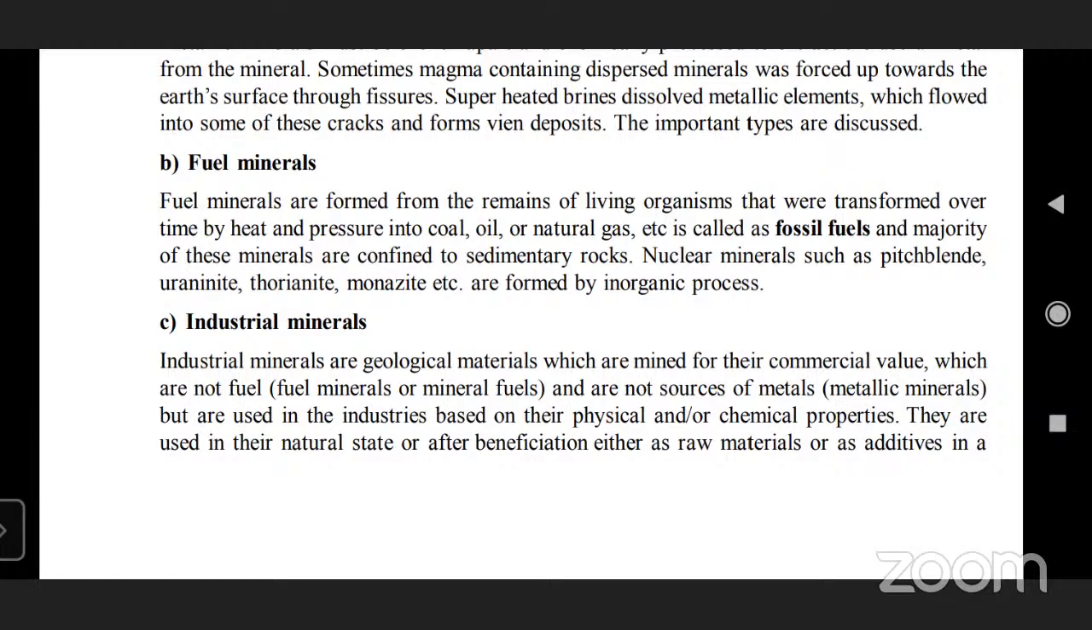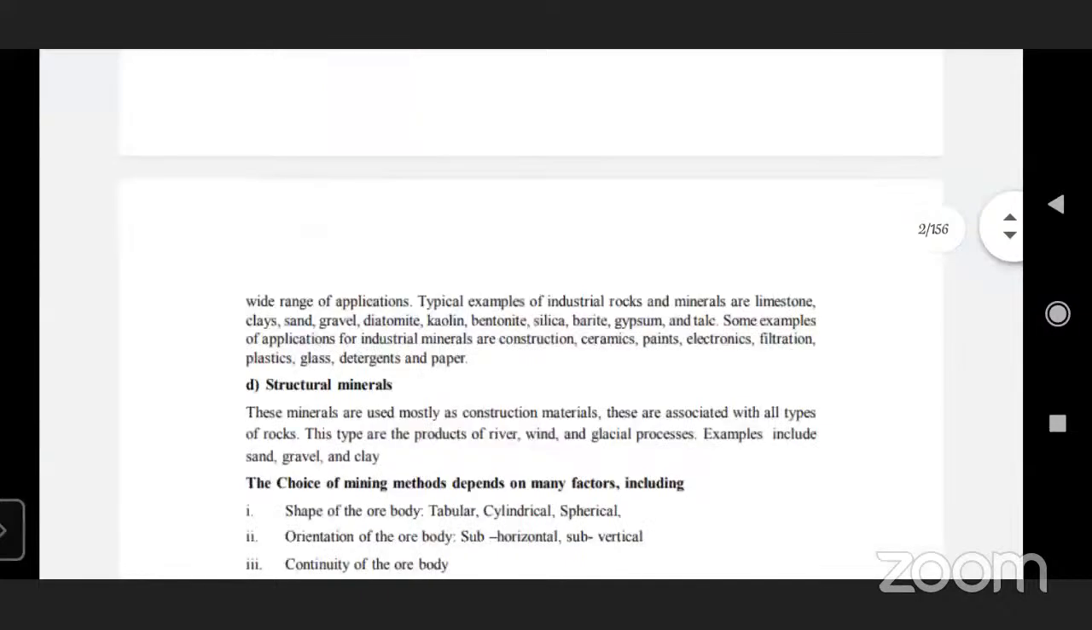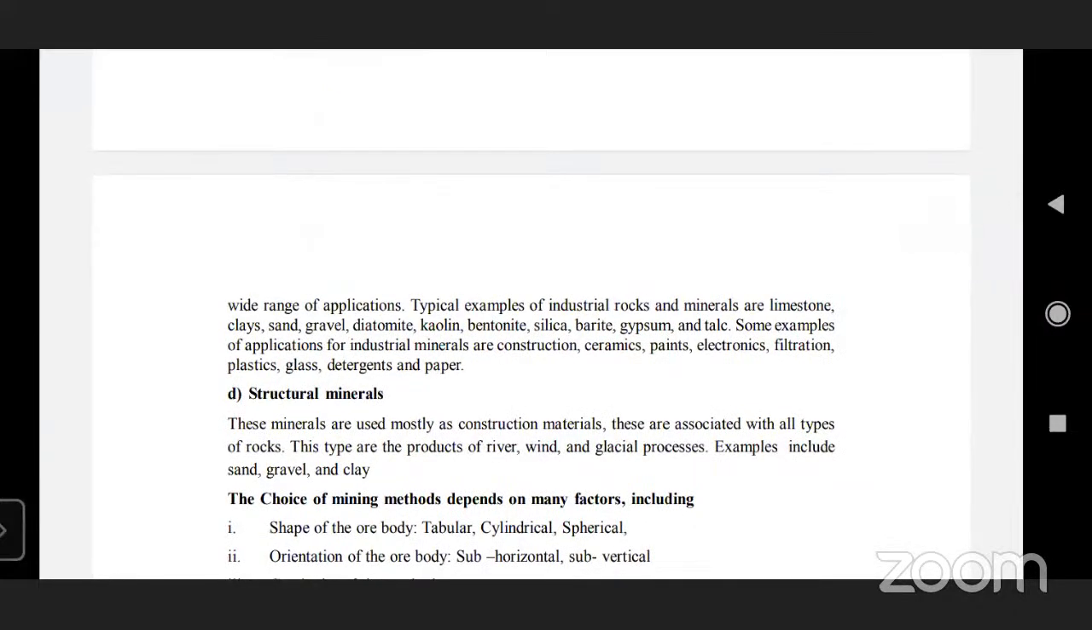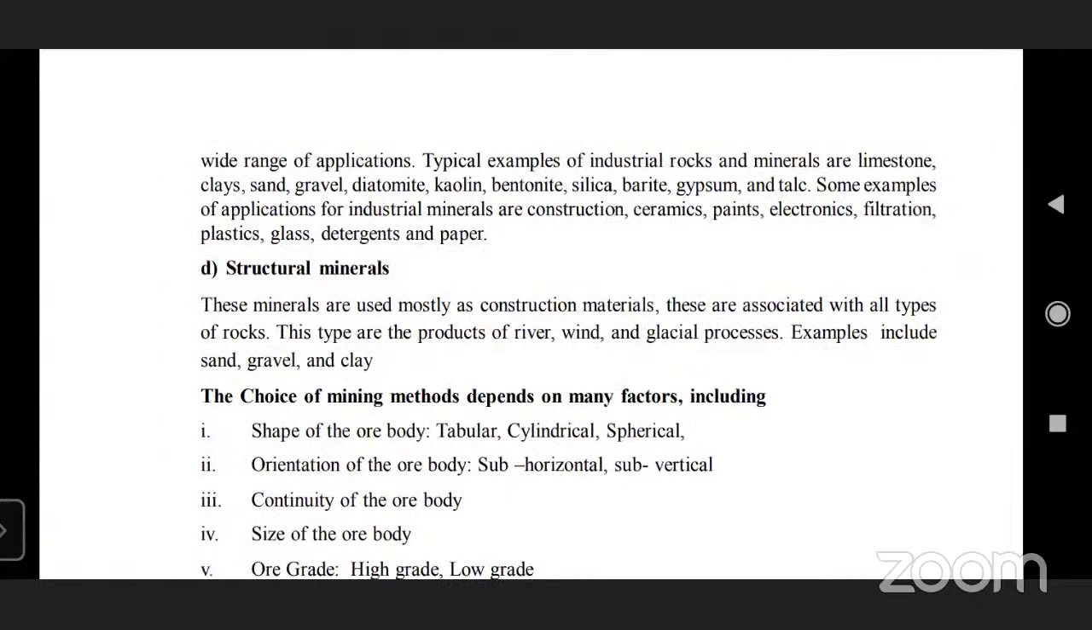So some industrial minerals are used in the natural state or after beneficiation, either as a raw material or as additives in a wide range of applications. Typical examples of industrial rocks and minerals are limestone.